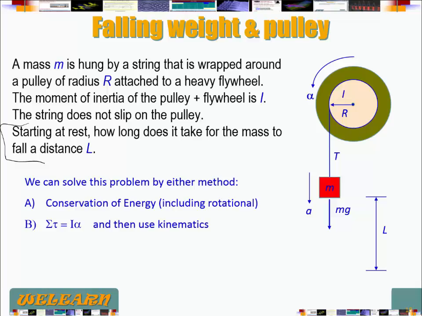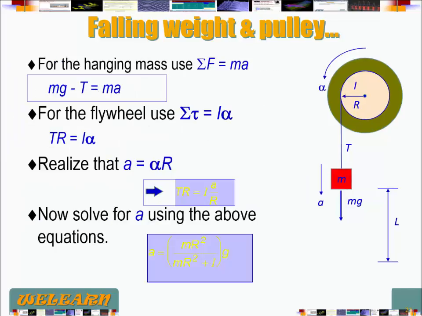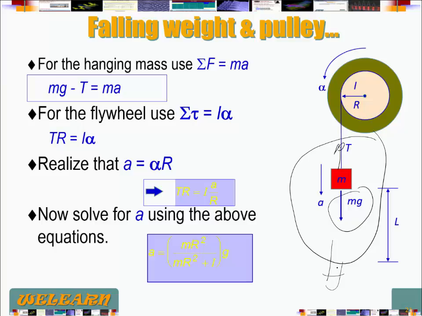Now, in either case, we can use conservation of energy or the sum of all torques, and then use kinematics. In either case, we need to use kinematics. If we look at the mass and apply Newton's second law of motion, the sum of all forces is equal to ma. The forces acting on it are the gravitational force mg and the tension upward. If I take this direction as positive, mg minus T is equal to ma. That's Newton's second law for the hanging mass.